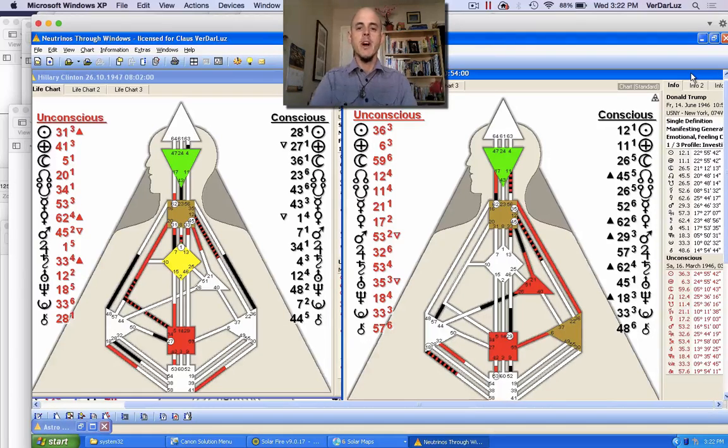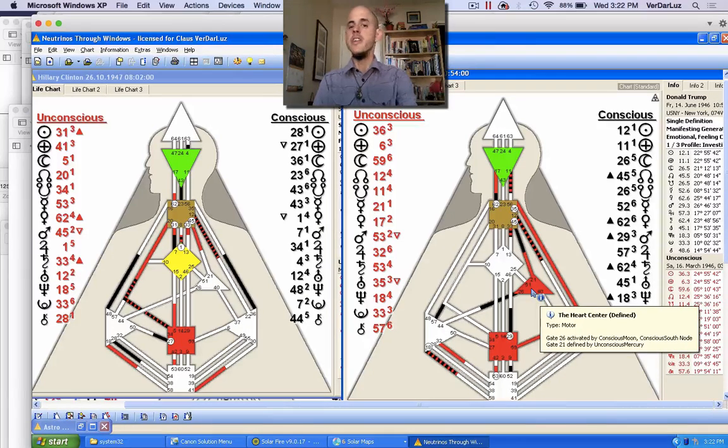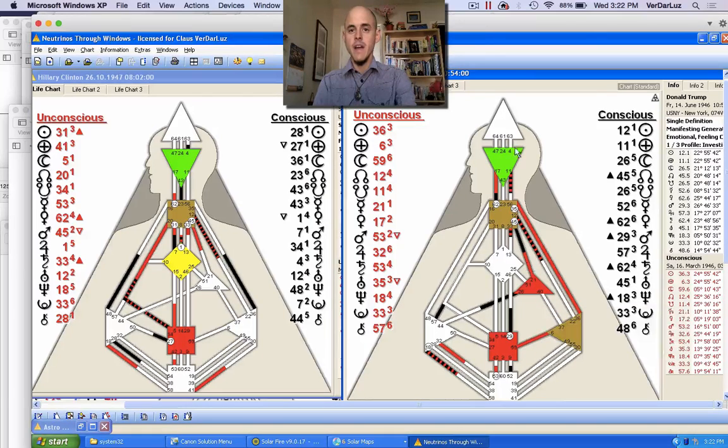Now, even though Donald Trump and Hillary Clinton are both manifesting generators, they have a very different authority. So if you look at Donald Trump's chart, he has the emotional center defined. Hillary Clinton does not. Trump also has the will center, which is this red triangle. It's also called the ego or the heart center. He has that center defined as well, and Hillary does not. And so overall, Trump has a little bit more definition through 5 centers instead of 4.